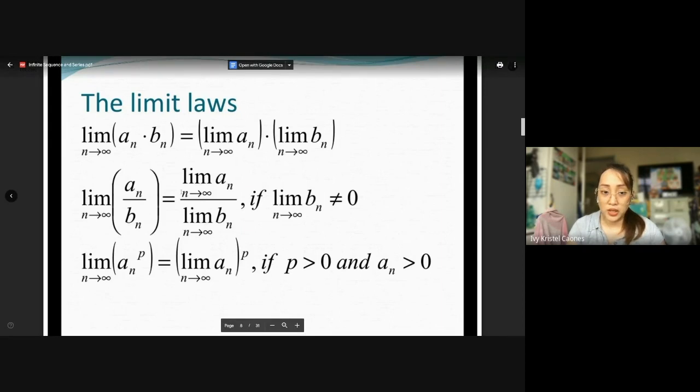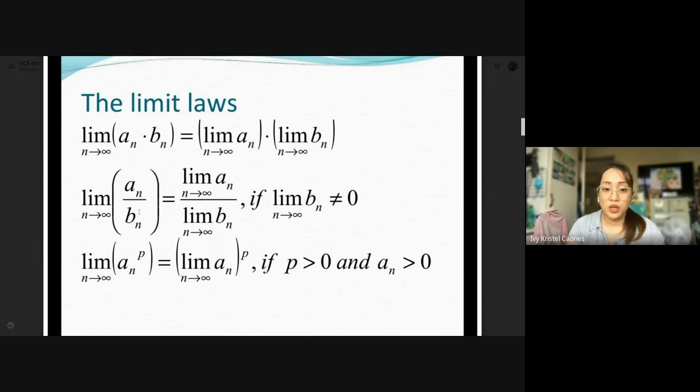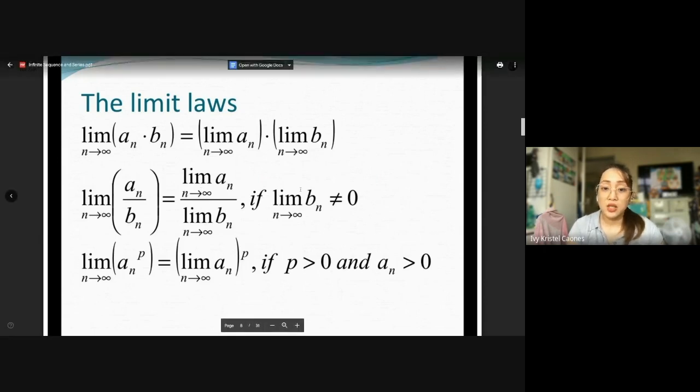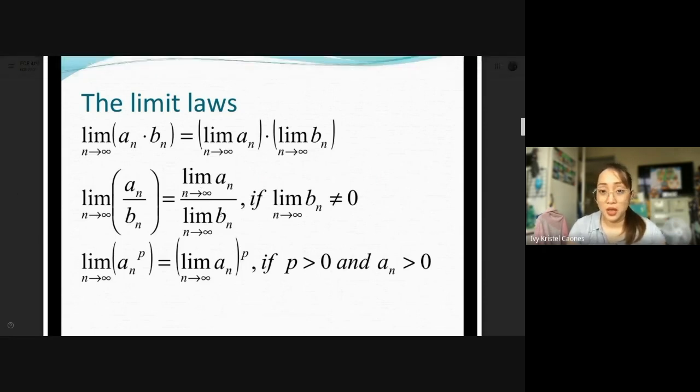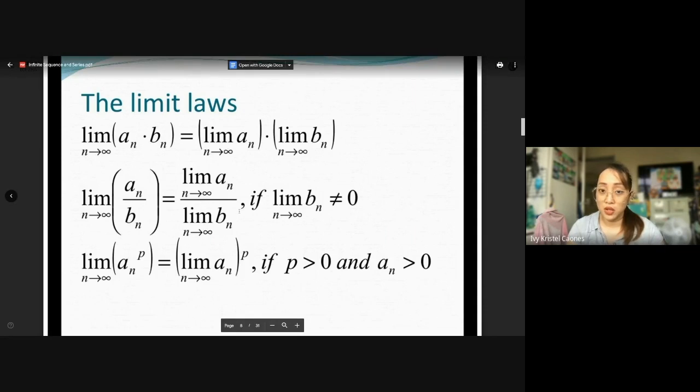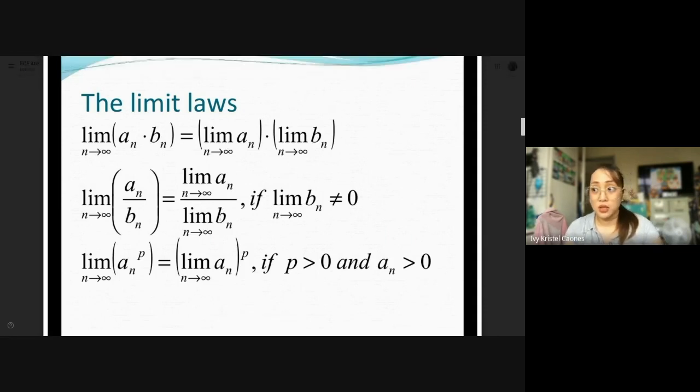Then for the quotient, the limit of the division will be equal to performing the individual limits first, then you will divide, as long as the limit of b is not equal to 0. Because if this equals 0, that means it will be undefined.